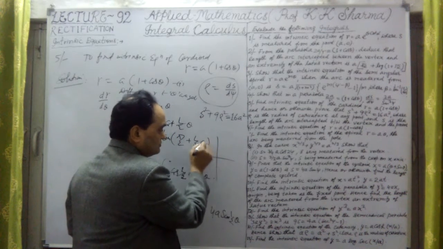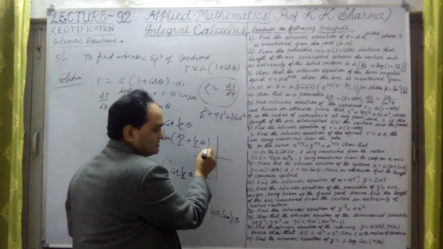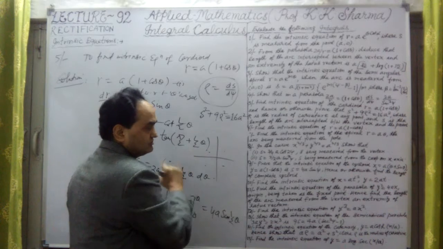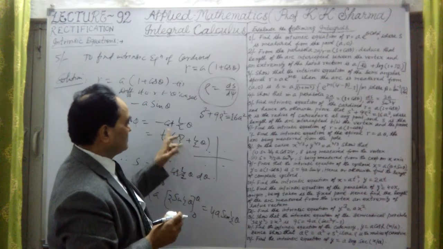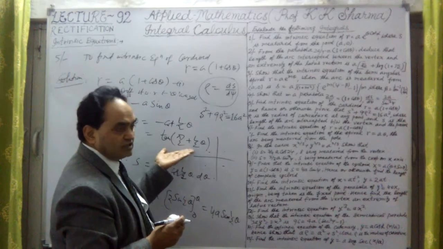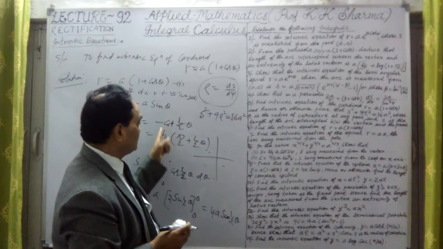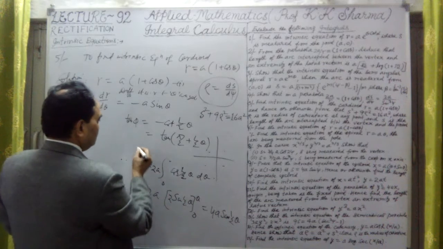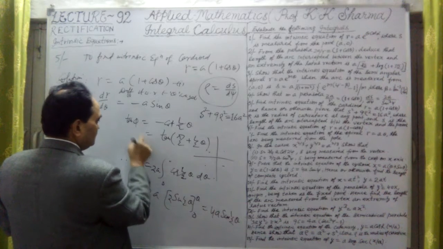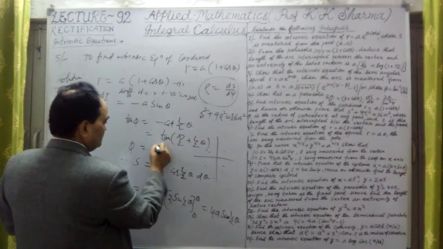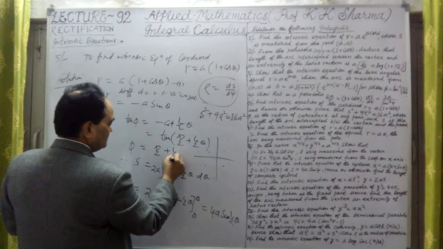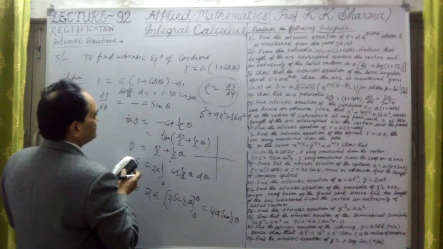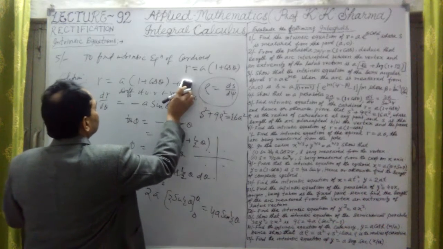This is pi by 2 plus theta, and this is the first quadrant, second, third and fourth. In the second quadrant, only sin and cosec are positive. Here tan is negative, so this will become cot; tan of (pi by 2 plus theta) is cot theta, but it is negative. Therefore phi is equal to pi by 2 plus half theta. This is the value of phi.